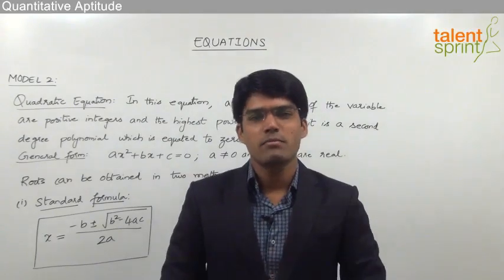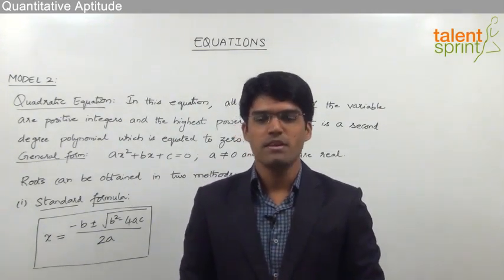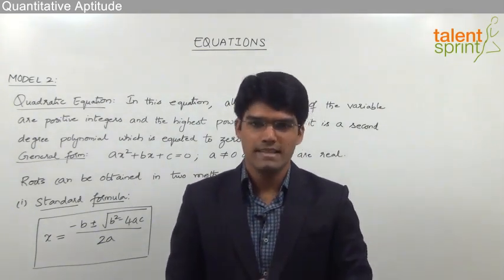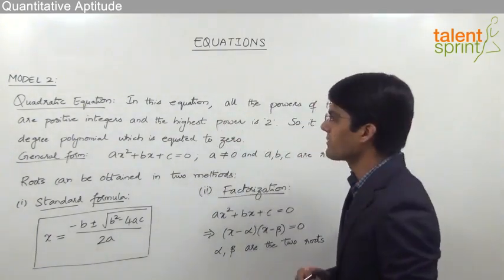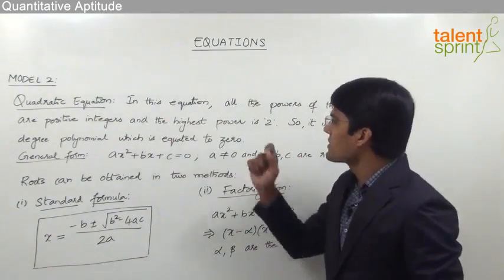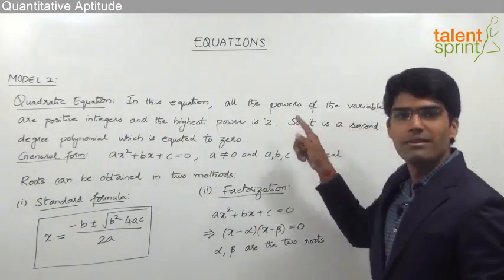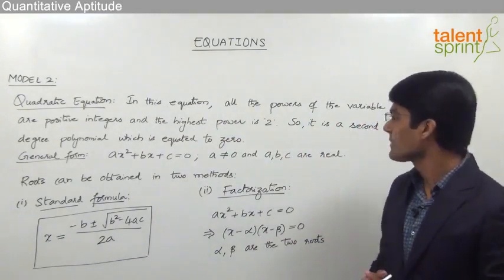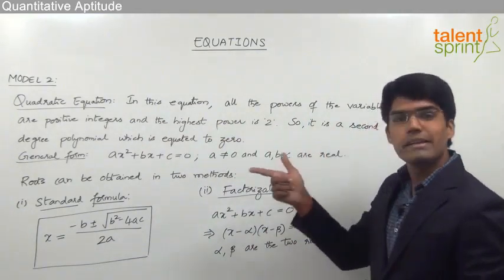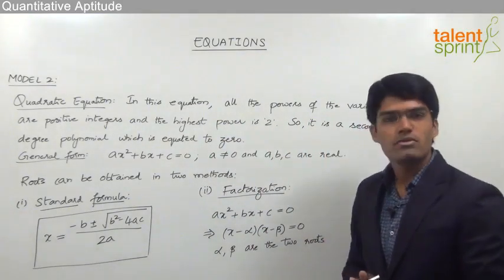Let us now take the second model from this topic of equations, where we are going to learn about quadratic equations. Let us first understand what is meant by a quadratic equation. Now, in a quadratic equation, all the powers of the variable are positive integers and the highest power is 2. So it is nothing but a second degree polynomial which is equated to 0.